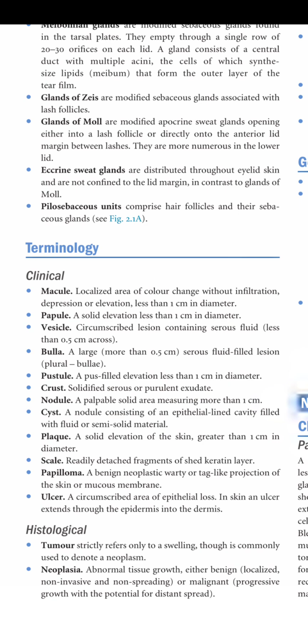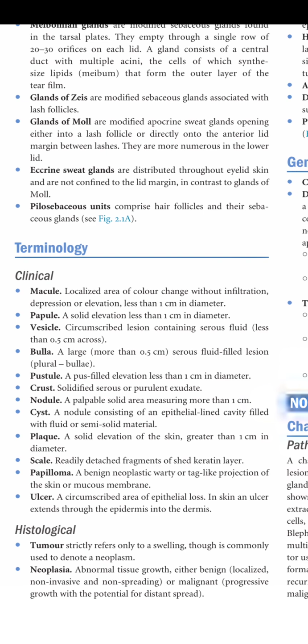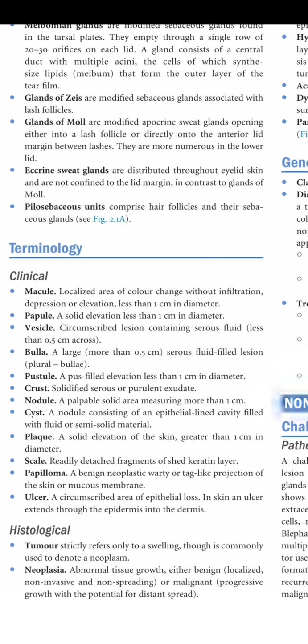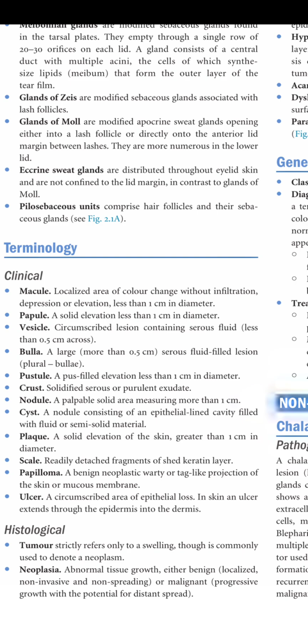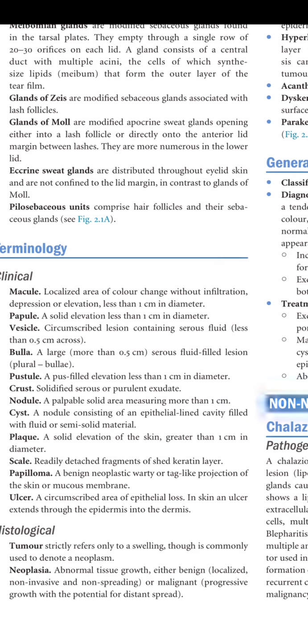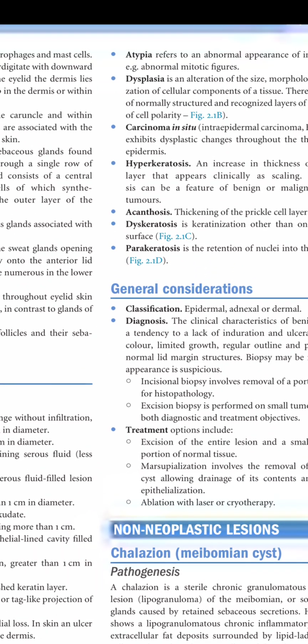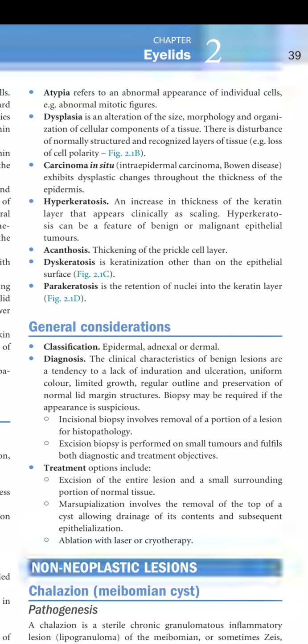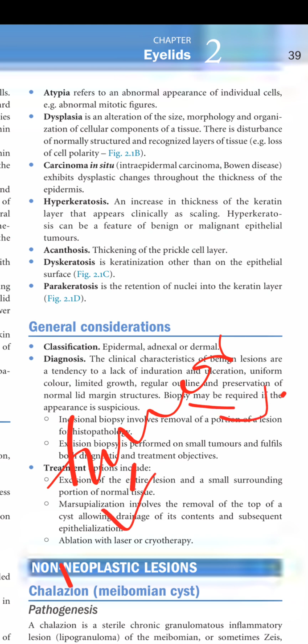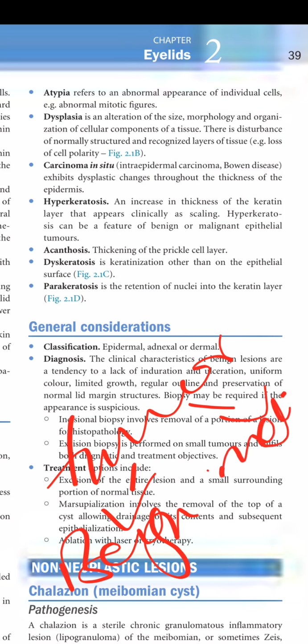Histologically, tumor strictly refers to a swelling. It is commonly used to denote a neoplasm. Neoplasia is abnormal tissue growth, either benign, localized, non-invasive and non-spreading, or malignant, progressive growth with potential for distant spread. So basically neoplasia is a tumor that can be benign or malignant. Benign is localized and does not spread, whereas malignant spreads and is invasive.